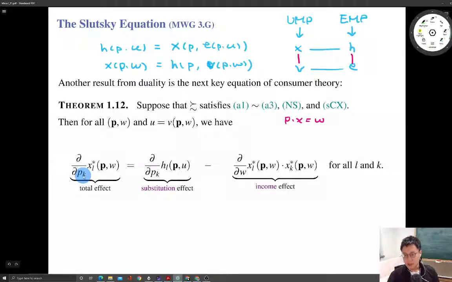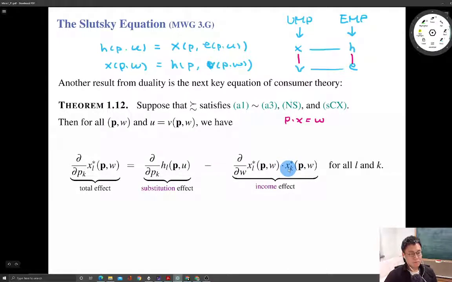So we consider a situation where the price of good K changes, whether marginally increasing or decreasing. And the effect on the demand for good L can be decomposed into the substitution effect, which is measured by the derivative of Hicksian demand with respect to the same price, and the income effect. And the income effect turns out to be expressed as the product of these two.